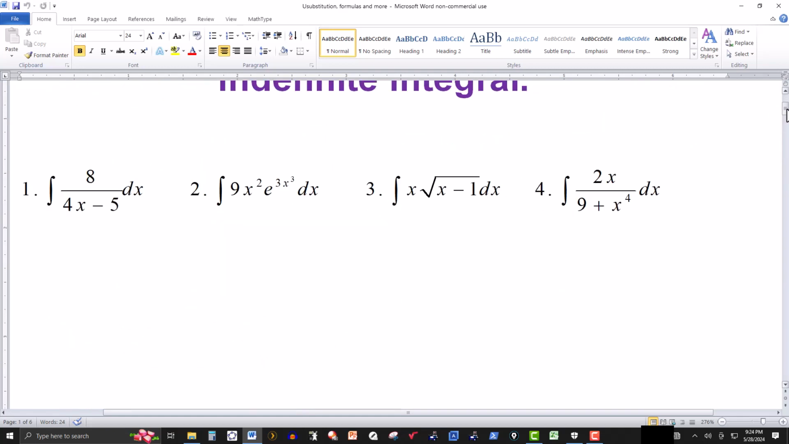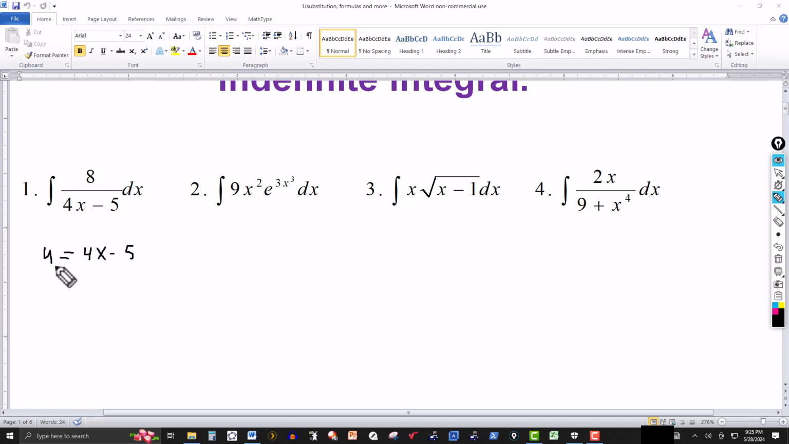So let's go through the first one here. We've got the integral of 8 over 4x minus 5 dx. I'm looking to write these in the form of some of those formulas that I just went over. So for this one, I'm going to let u equal the denominator. That's a very typical approach when you're using the u substitution. So u will be 4x minus 5.